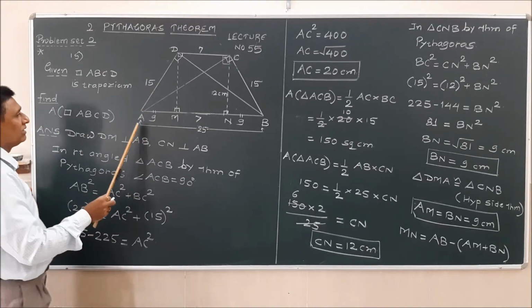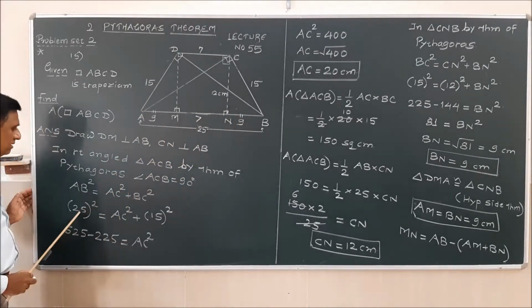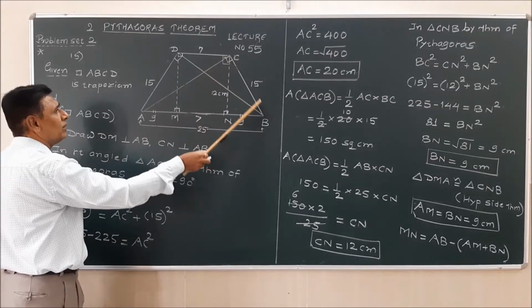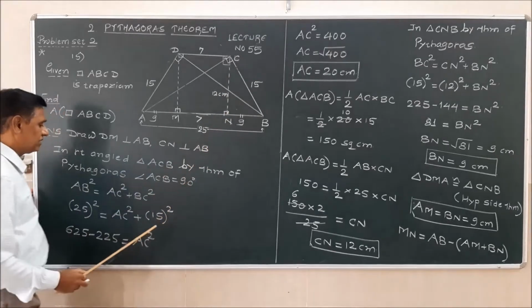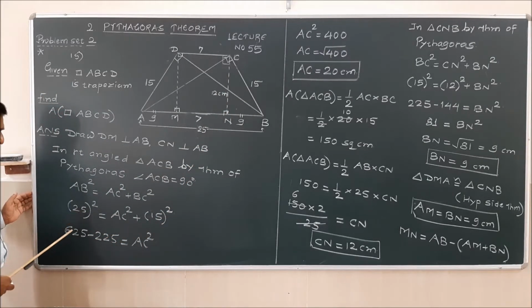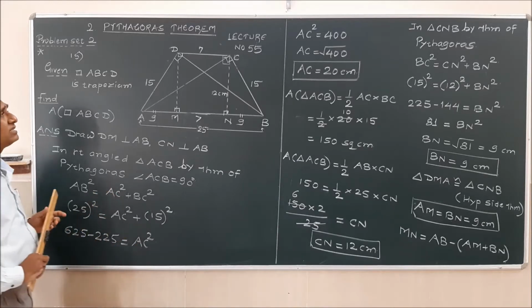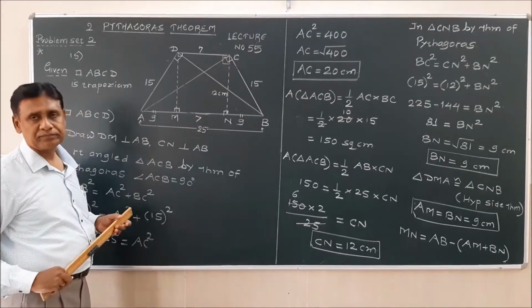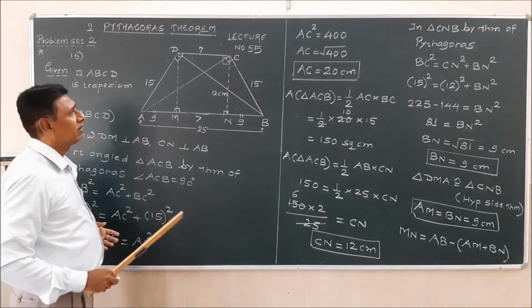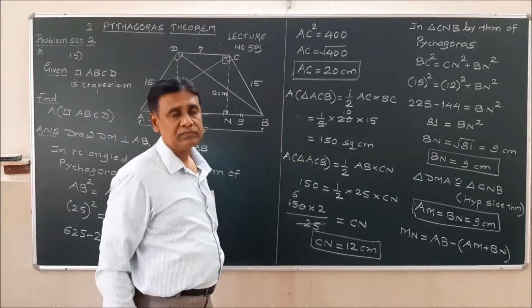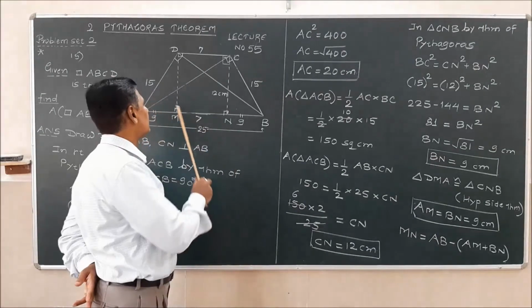AB is 25, so 25 square, which is 625, is equal to AC square plus BC square. AC we don't know, but BC is 15, so 15 square is 225. If I transfer it to the left hand side, 625 minus 225 will give us AC square. We get AC square as 400, the root of that is 20. So we got AC as 20.